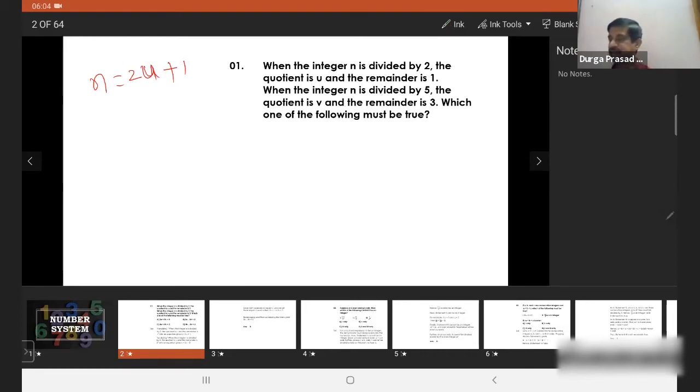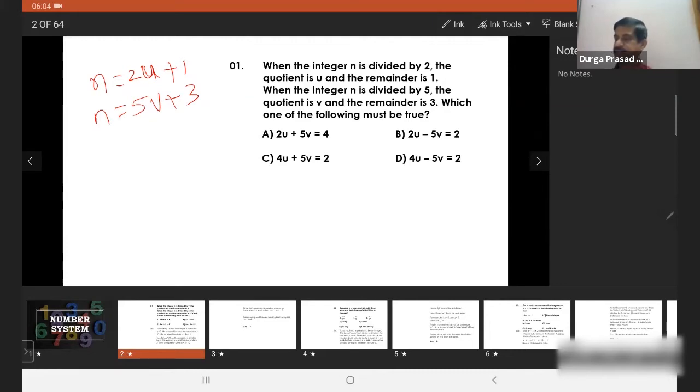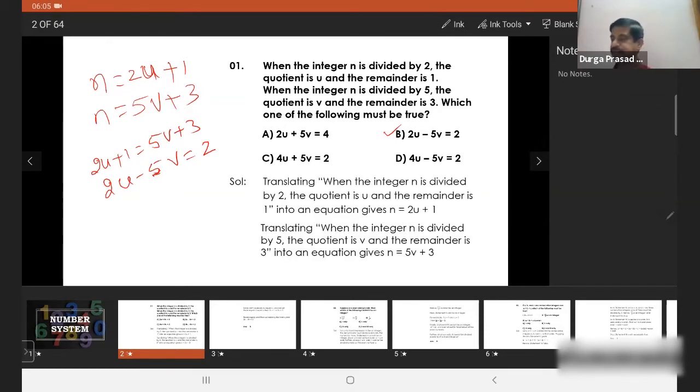When an integer n is divided by 5, so 5v, and the remainder is 3, so means plus 3. This is what we get. Which of the following must be true? So look at this. So this is n, this is also n. Both are n, so equate these two. So 2u plus 1 equal to 5v plus 3. So what is that suits you more here? So this is option B. 2u minus 5v equal to 3 minus 1 is 2. So option B satisfies. Please note it fast, quick.